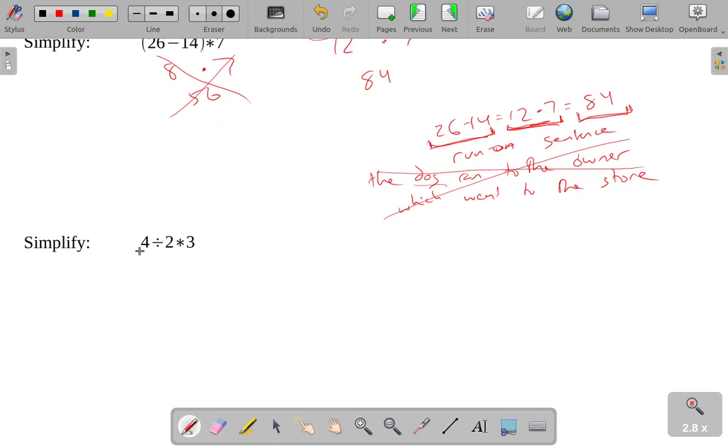All right, so let's do this one. 4 divided by 2 times 3. We have two operations, division and multiplication. Looks like the division and multiplication are tied, but the division is on the left, so that's the first one that's going to happen, this 4 divided by 2. 4 divided by 2 is 2. And then I'll just write times 3, because that's what was left here. So 2 times 3 is 6. So that would be my final answer.